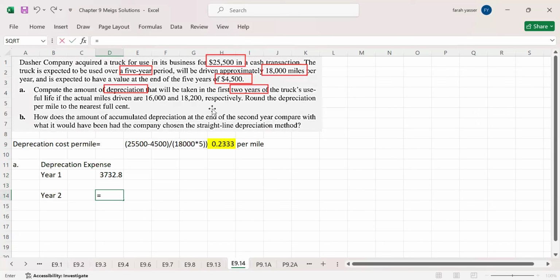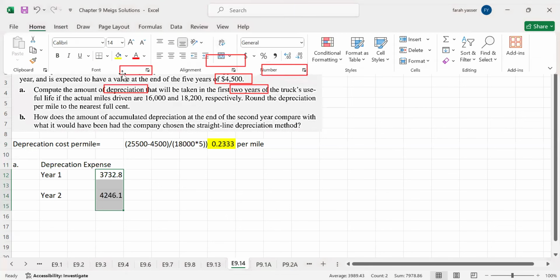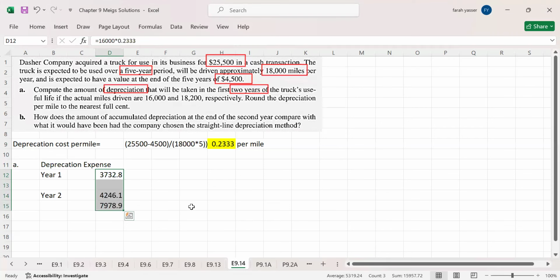Second year depreciation is 18,200 miles driven, multiplied by 0.2333, which is 42,046. And if we add the total depreciation, the total would be 7,976. Okay, no, this is 18,200. In the second year, it is 18,200.